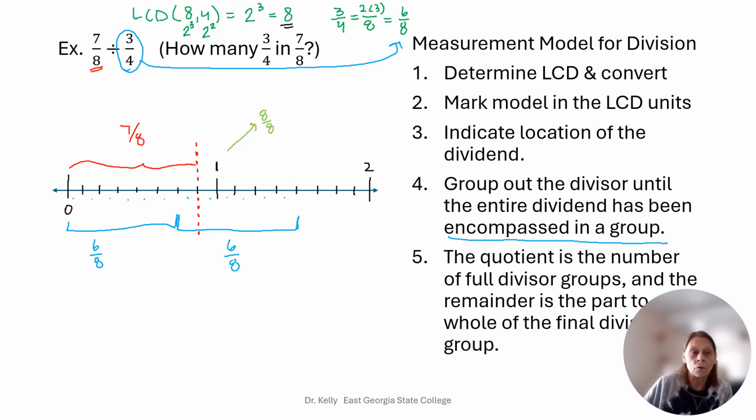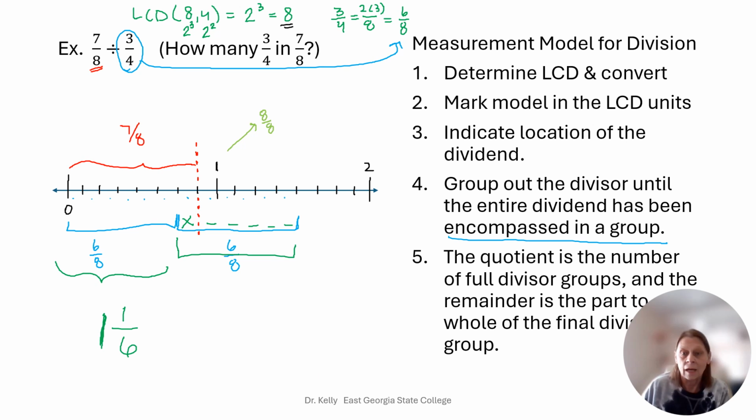Okay? Now, when we write the answer, the whole number part of our mixed answer is the total number of groups, and the fraction part of our answer is this ratio right here. There is 1 out of 1, 2, 3, 4, 5, 6. So this is 1/6. I know that's crazy, so I've got 2 more examples for you.